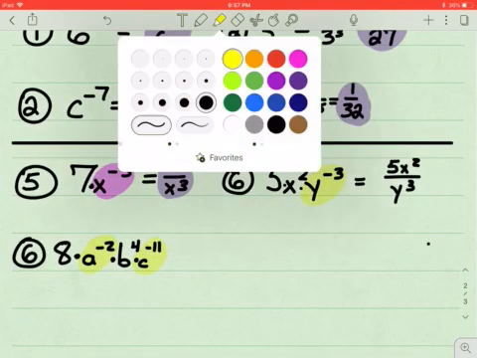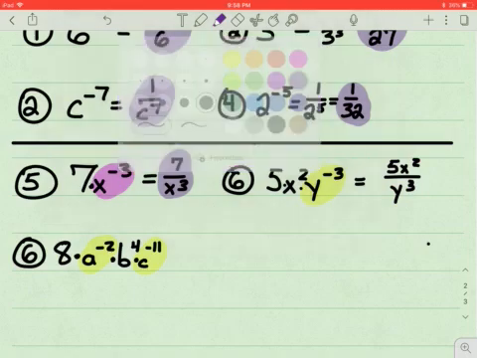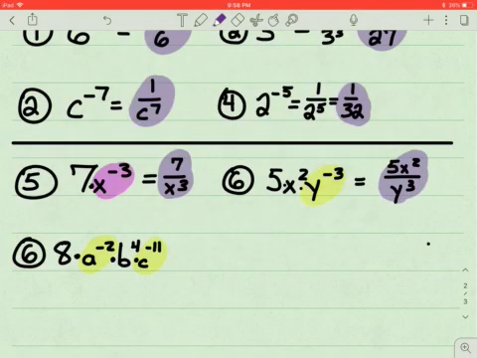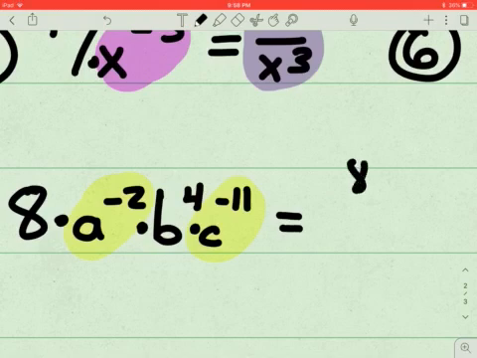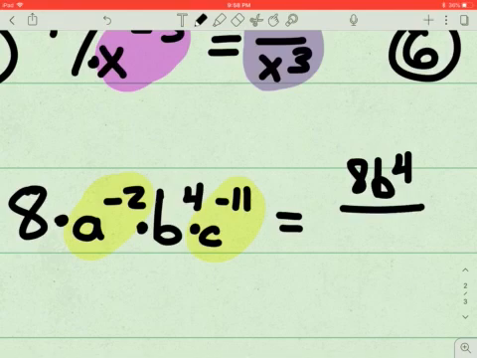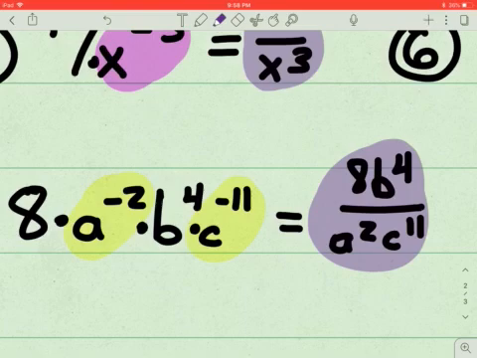And before I do that, I have to highlight this or it will bother me. There's the answer for that one. That's not the same color. There we go. All right. So this would be the same as 8 stays in my numerator, b to the 4th stays in my numerator. Everything else goes in my denominator. And that's my answer right there. 8b to the 4th over a squared c to the 11th.